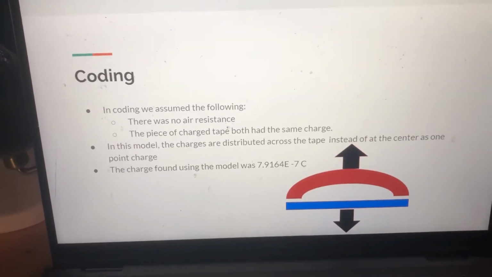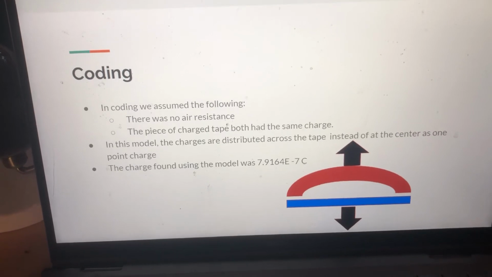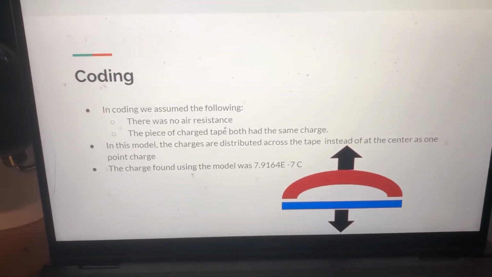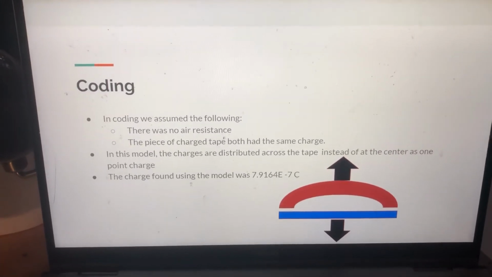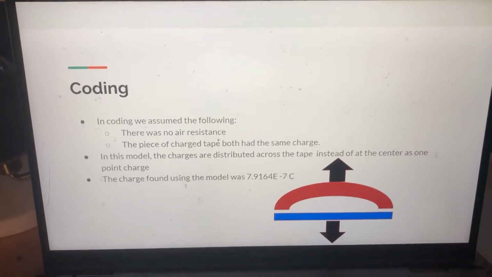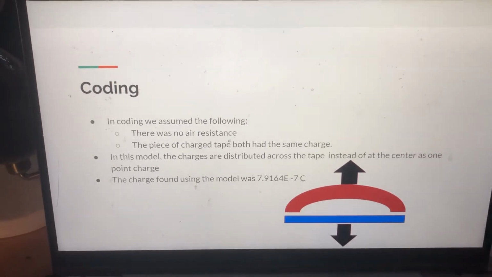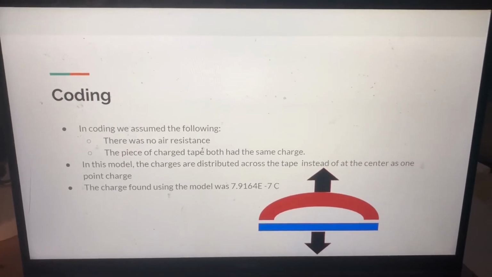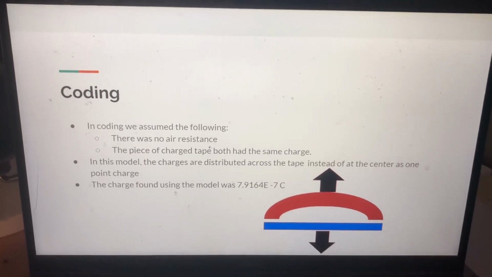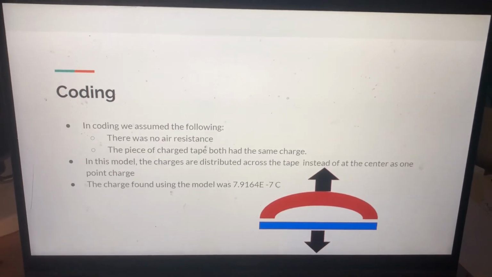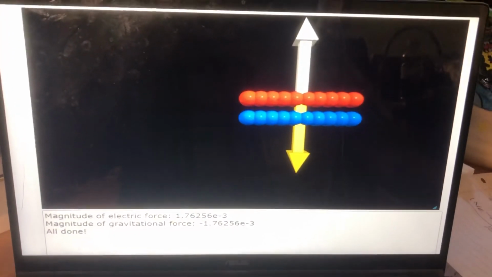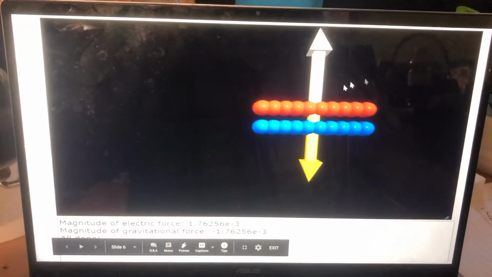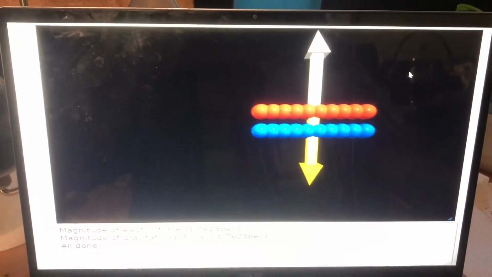Also, in the model, it was assumed that the charges were distributed across the tape instead of at a center as one point charge, so as individual charges. And using the model, the charge was found to be 7.9164 times 10 to the negative 7th coulombs. And as can be seen, here is the model.